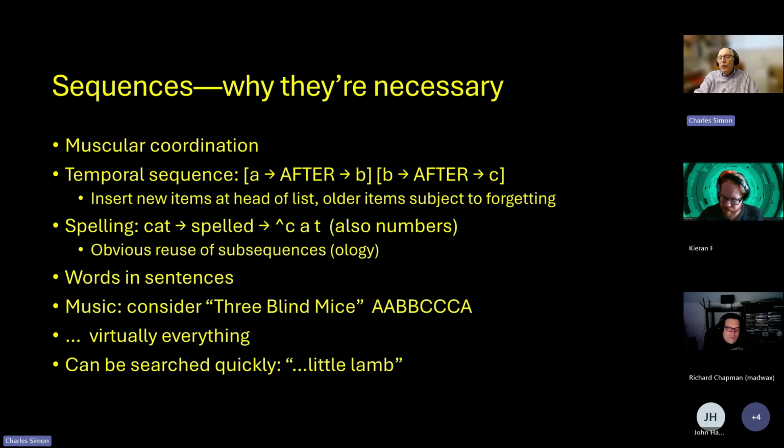So if you're, for example, learning to play the piano, you don't start by playing some huge piece of music. You start by playing one simple sequence of notes until your hands get coordinated enough to play that sequence, and then you build another sequence of notes and link to that. So muscular coordination is huge.